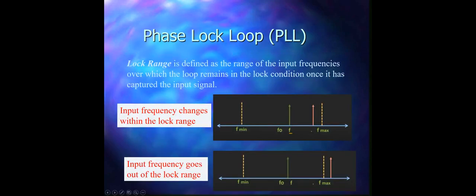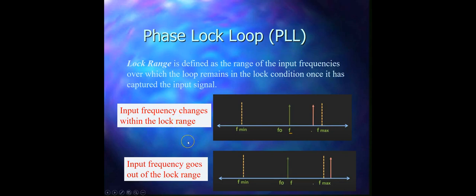So here we're going to learn about the lock range, and it says it is defined as the range of the input frequencies over which the loop remains in the lock condition once it has captured the input signal. So this is another important specification of the PLL, the lock range.